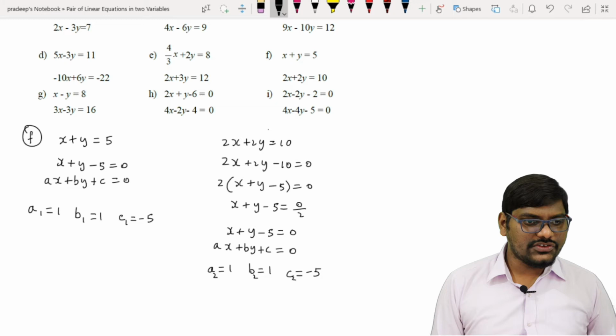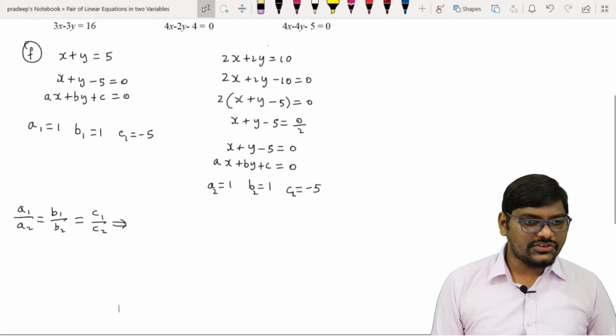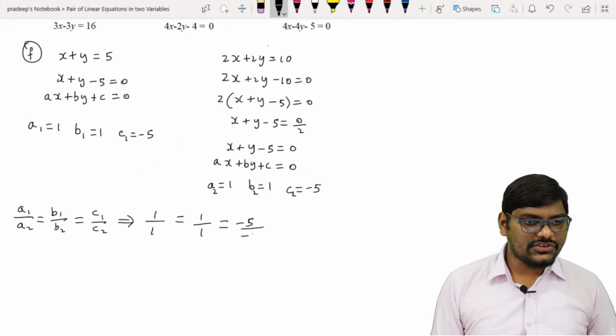So let's write our form, that is a1 by a2 is equal to b1 by b2, which is equal to c1 by c2. Let's substitute in our format. a1 is 1, a2 is also 1, b1 is 1, b2 is also 1, and c1 is minus 5, so c2 is also minus 5. See, everything is the same.